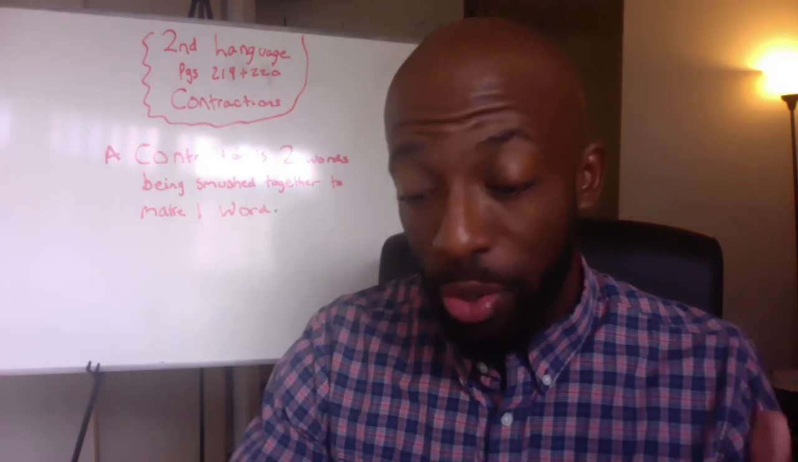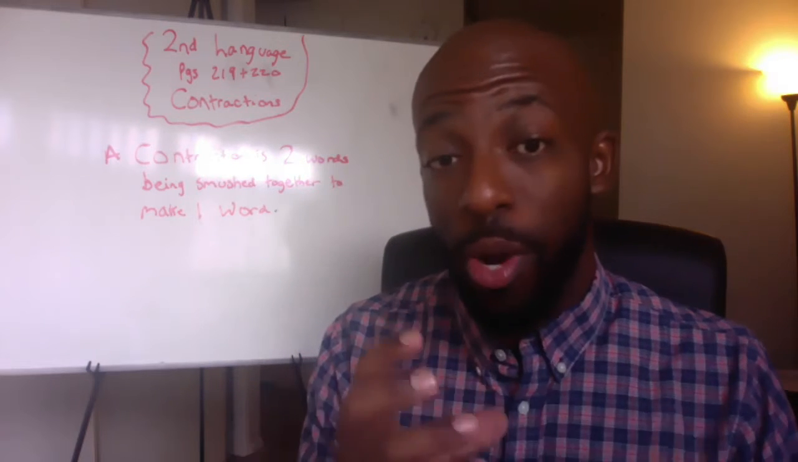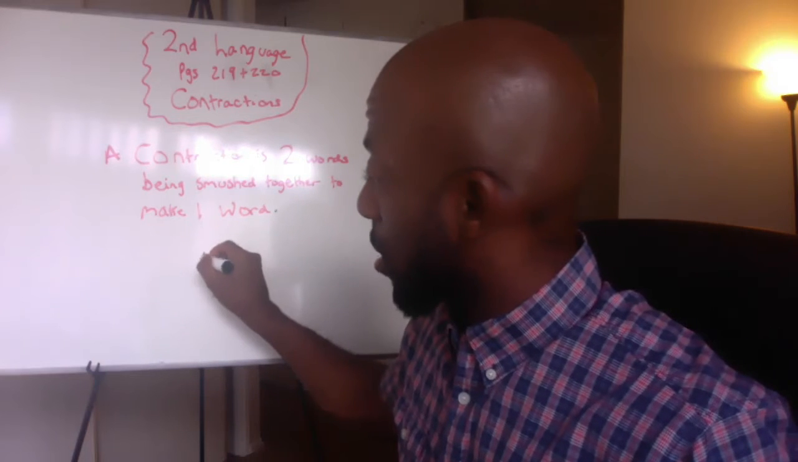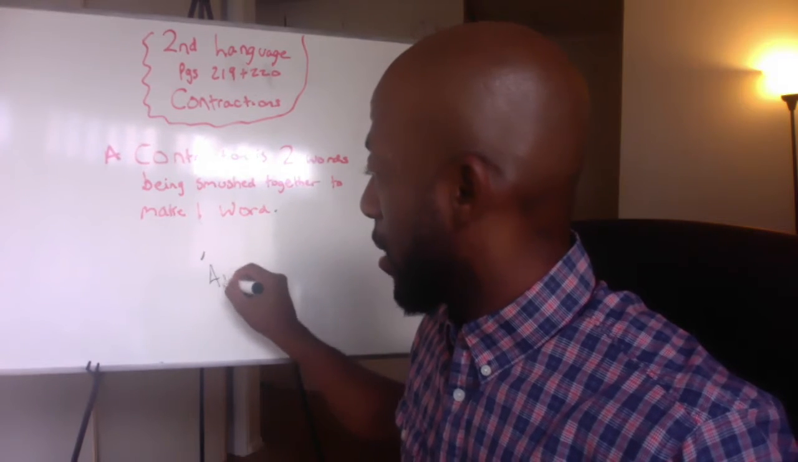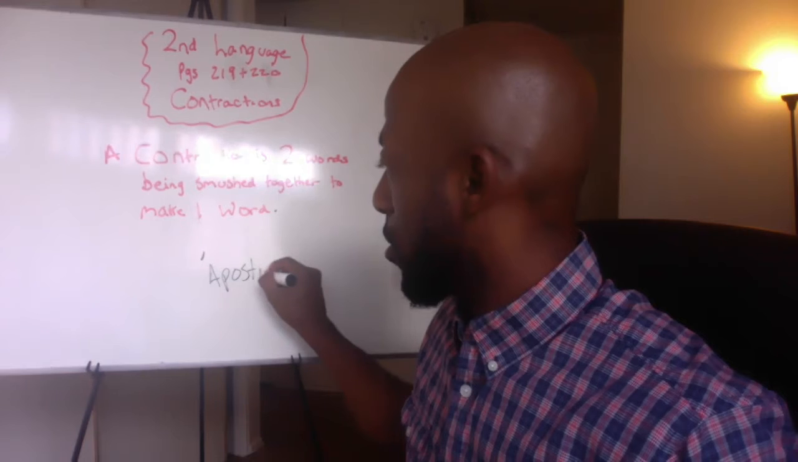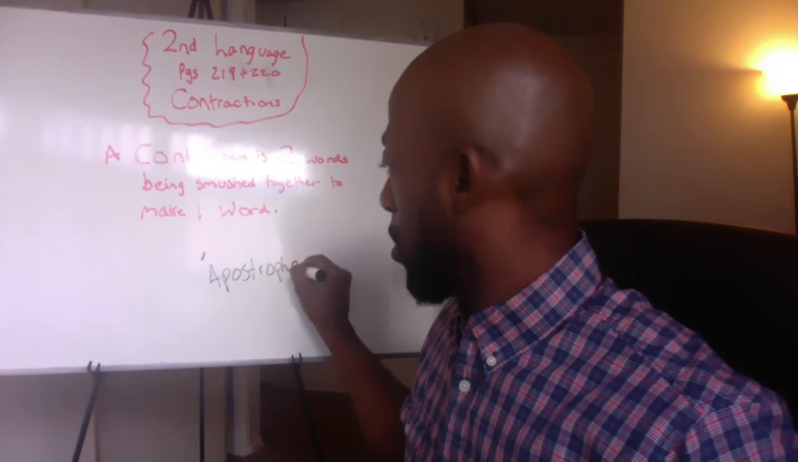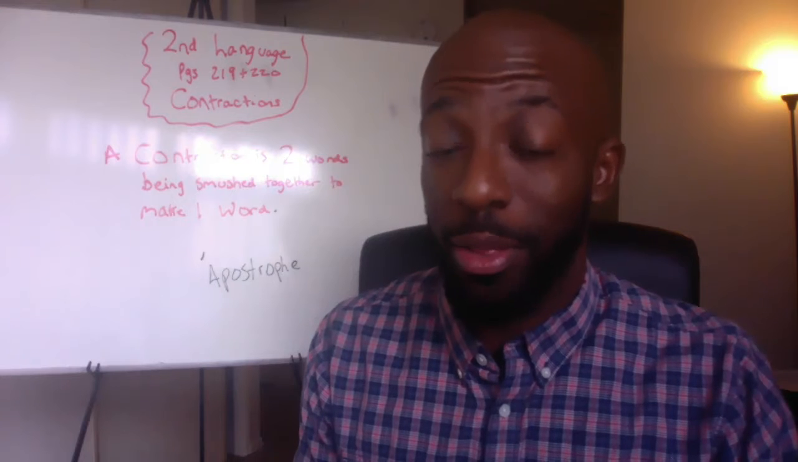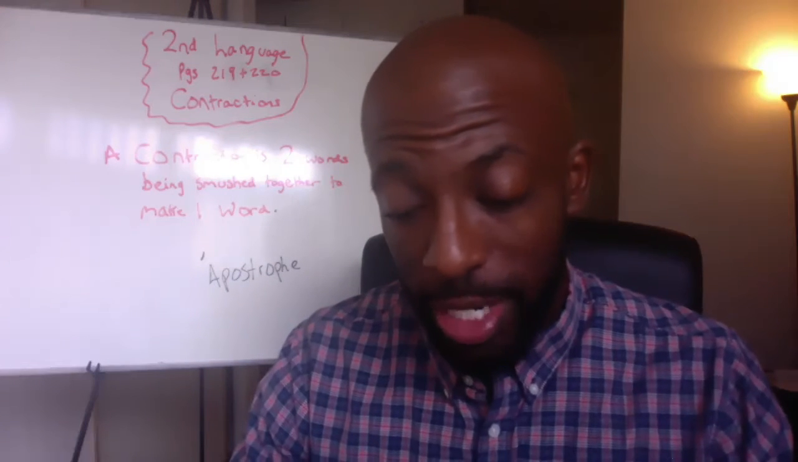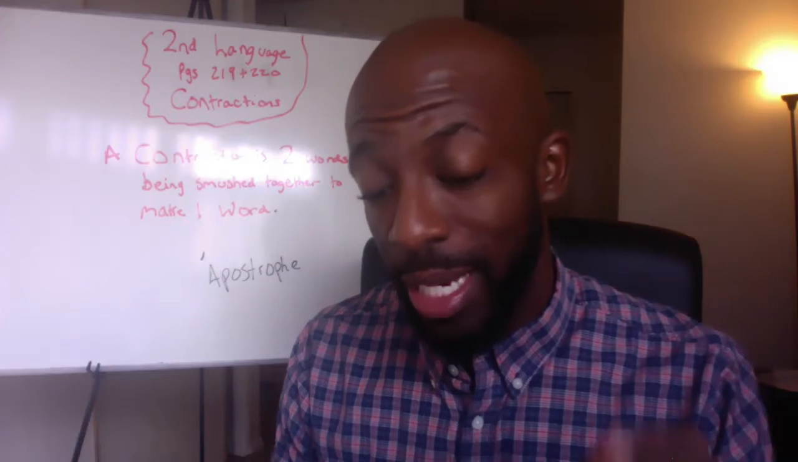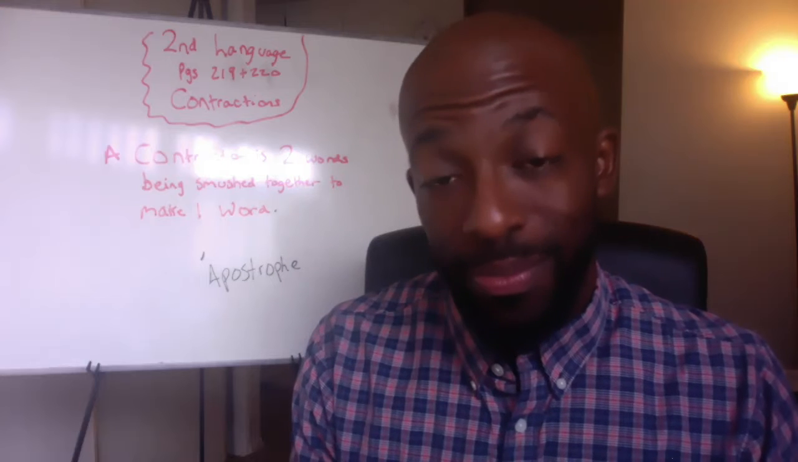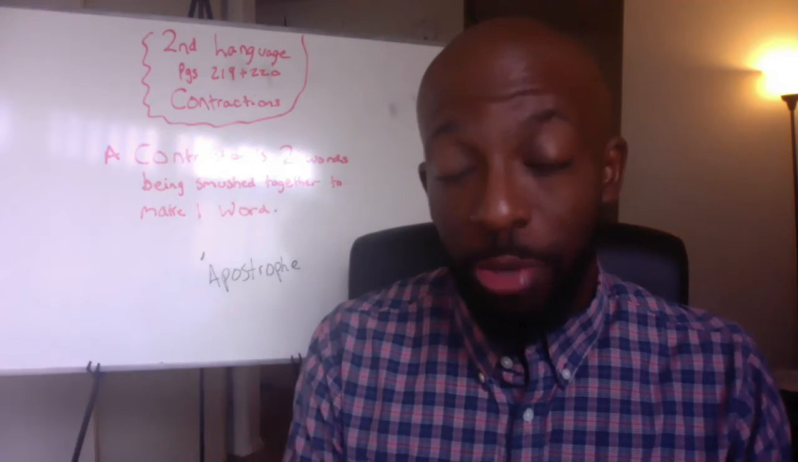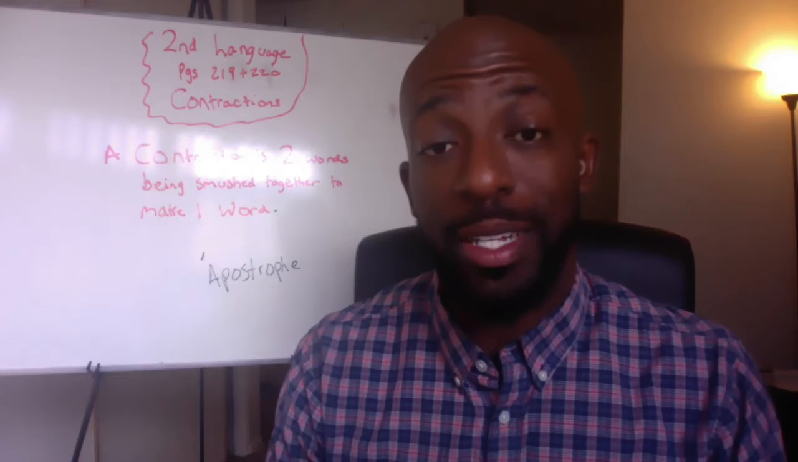A contraction is a short way of saying two words, and we've been doing this. What shows us that two words have been put together? The apostrophe. The apostrophe, just like that. The apostrophe is how we know that there's two words that have been combined together to make one. So in this word, the apostrophe shows where the letters have been left out. We have we have equals we've.